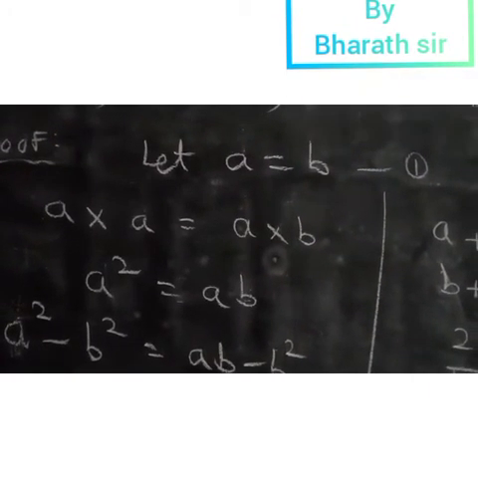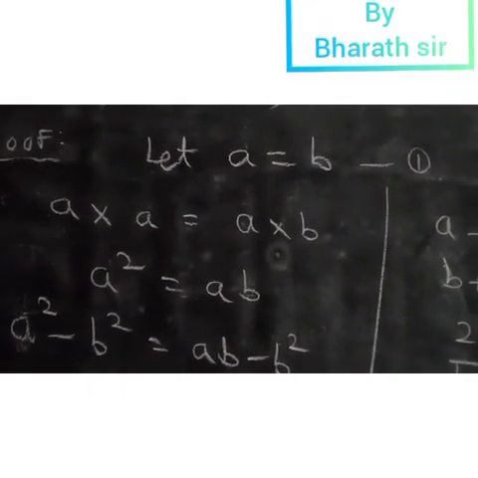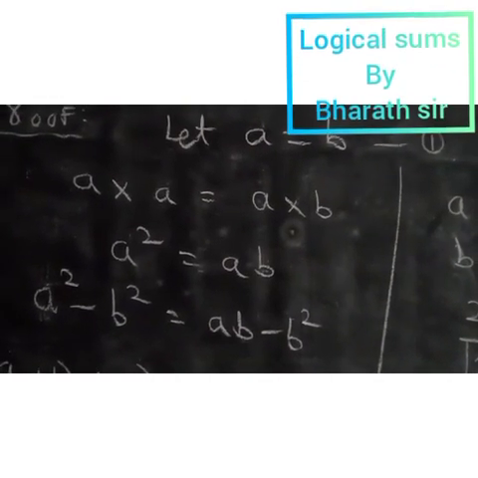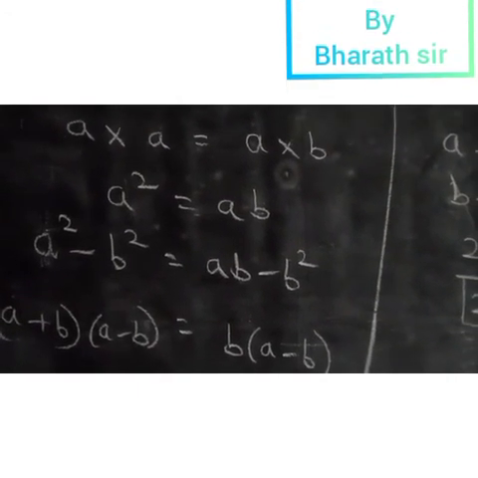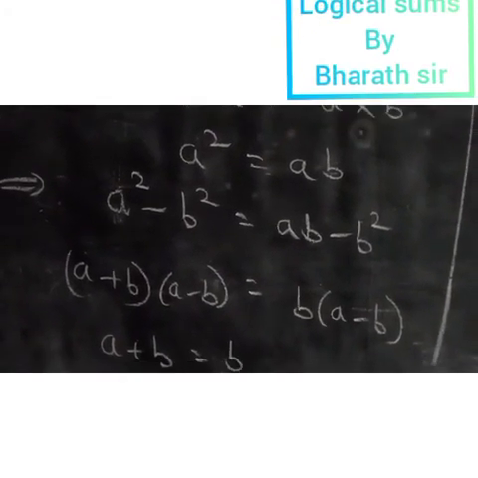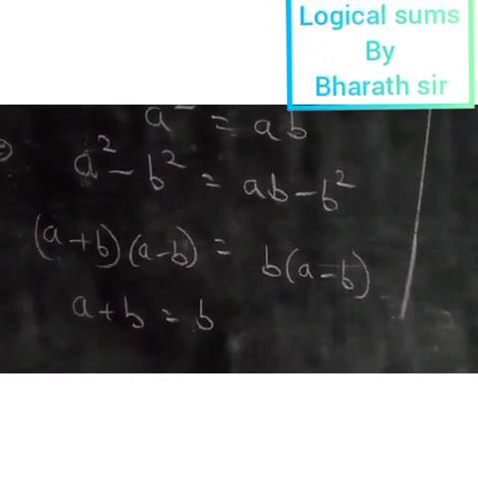A equals to B, what do you do? Multiply both sides with A. Then A into A equals to A into B. A into A means what? A square. A into B means AB. Now subtract B square on both sides. A square minus B square equals to AB minus B square. Now what is A square minus B square? A plus B into A minus B. From AB minus B square, take B as common, you will get A minus B.